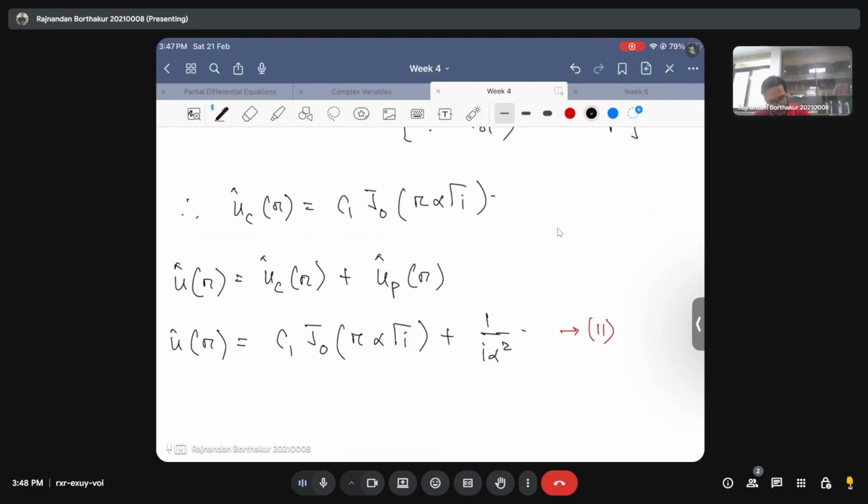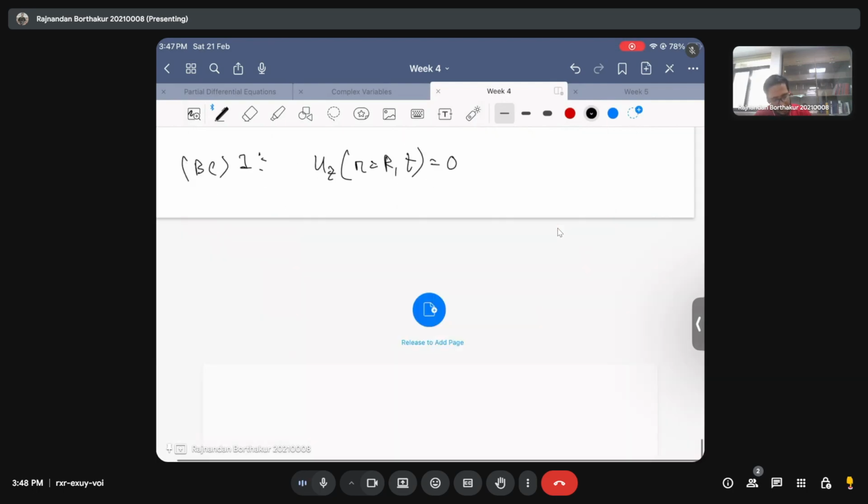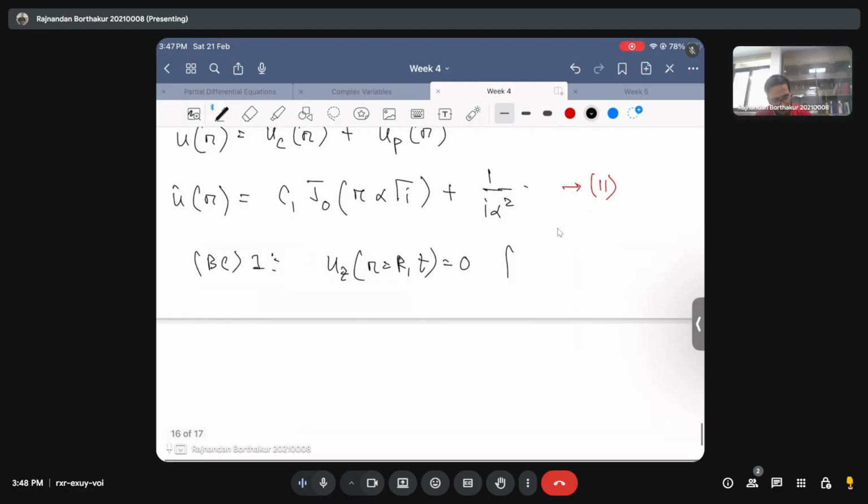So remember, c1 is yet to be evaluated, and for that we will apply the first boundary condition. The first boundary condition says that my uz at r equal to capital R for all time is 0, and that is typically your no-slip boundary condition.